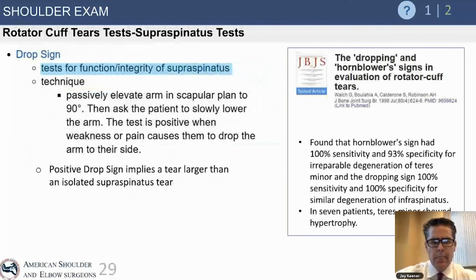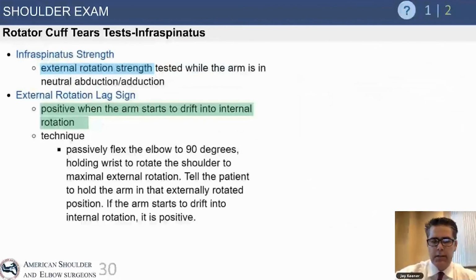Let's move on. A drop sign is a sign that has actually fairly good accuracy for larger rotator cuff tears. So basically you take the arm and elevate them into the plane of the scapula 90 degrees, ask the patient to hold and then lower slightly from that position. If they cannot hold that position where it drops quickly, that's usually indicative of a fairly large tear. It's definitely not isolated to the supraspinatus tendon. Usually that's going to be a combined supraspinatus and infraspinatus tear.